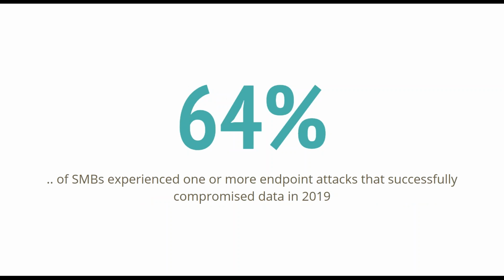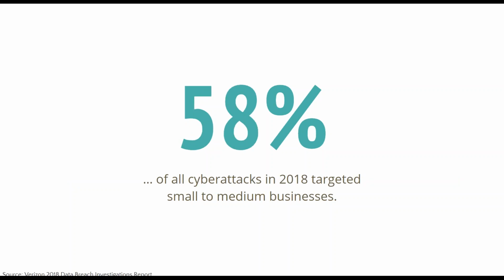We also know that 64% of SMBs experienced one or more endpoint attacks that successfully compromised data in some form or another in 2019. Now, this could be as small as having a piece of malware with pop-ups and one file is damaged, where you have to run repair on your Windows laptop, something like that, all the way up to ransomware attacks that are encrypting entire file servers. It's a pretty high percentage for a large segment of the market. And we'll talk a little bit about why that's happening and why it's so prevalent and why we're seeing it continue. In fact, we now know that 58% of all cyber attacks in 2018 targeted small to mid-sized businesses.